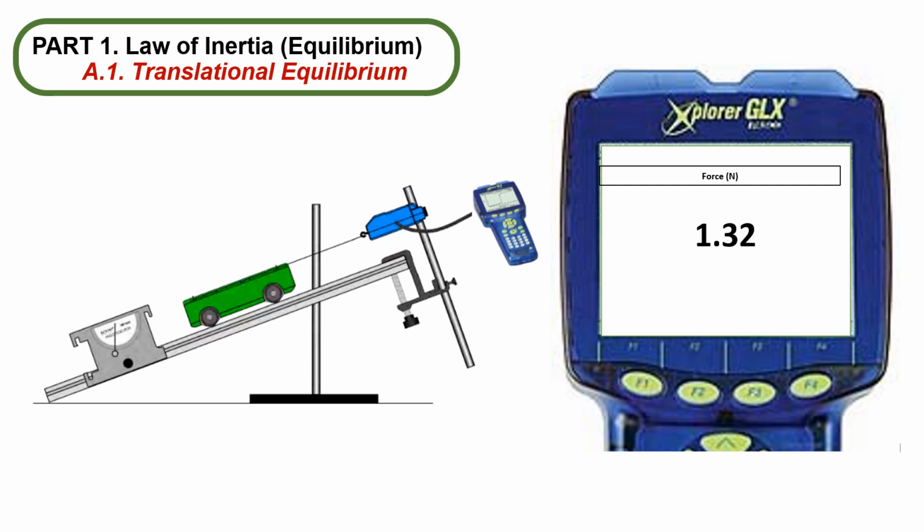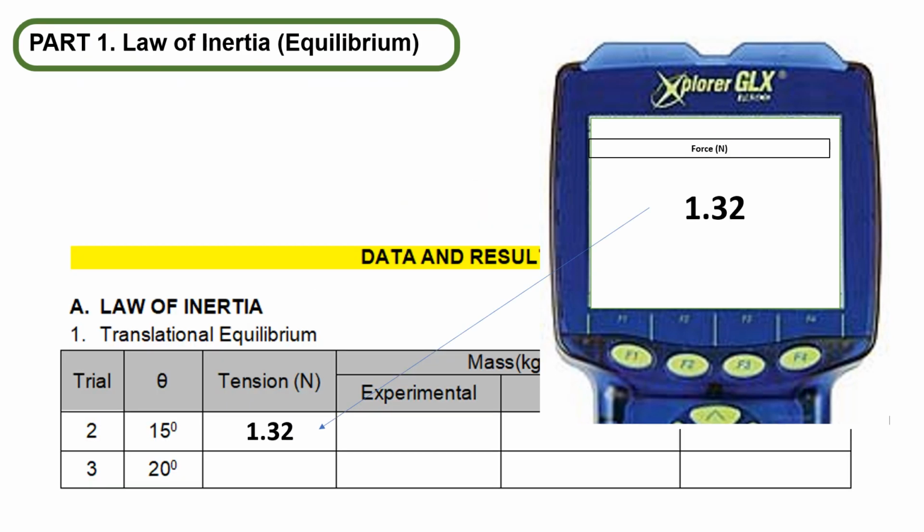So we're using a force sensor here to measure the force or the tension. And on the screen of the Explorer GLX, we can see the tension or the force. The tension here is expressed in newtons, meaning if the reading is 1.32, this is 1.32 newtons. This is again the tension which is read by the force sensor. We just have to place the reading of the force sensor, the value of the tension, on the column for the tension.